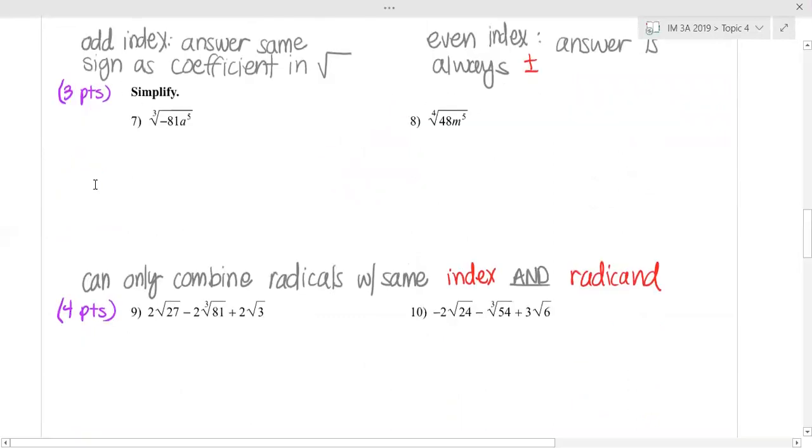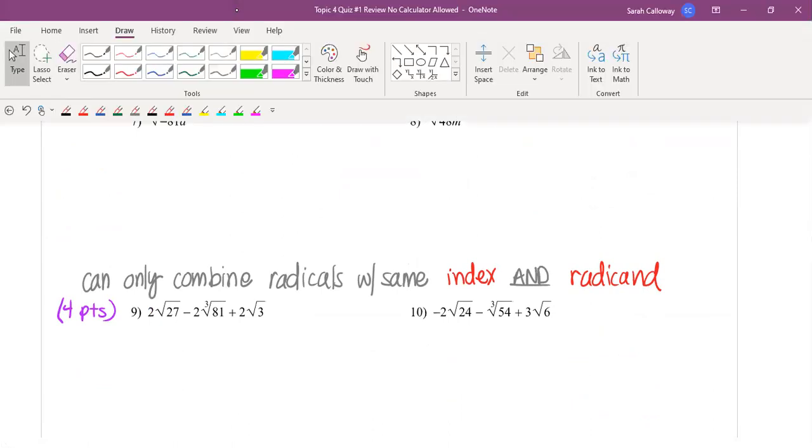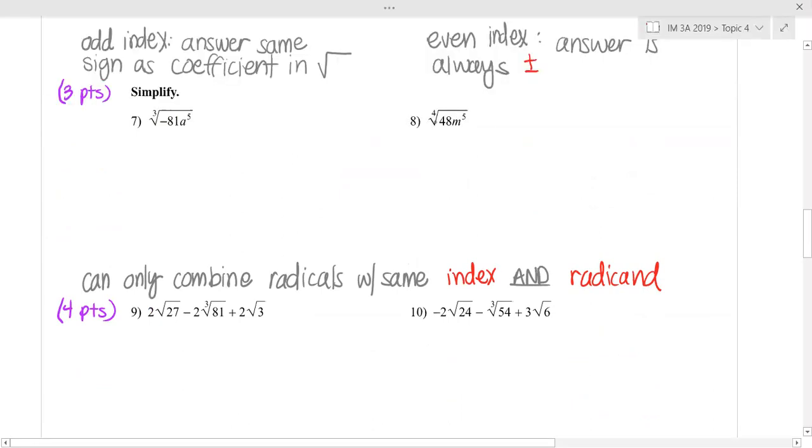The same rules are going to apply here with our simplifying inside a radical. So I'm going to do 8 for this one, just so that we can discuss the plus or minus, since we didn't do that in the last one. This question's worth 3 points. Remember that when I see my index, I'm doing kind of 2 separate things. With the coefficient, I'm taking that number, in this case 48, and I'm going to find the prime factorization.